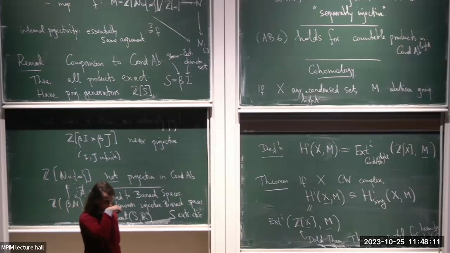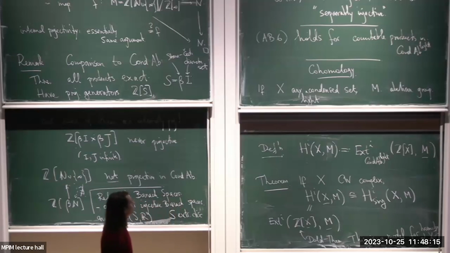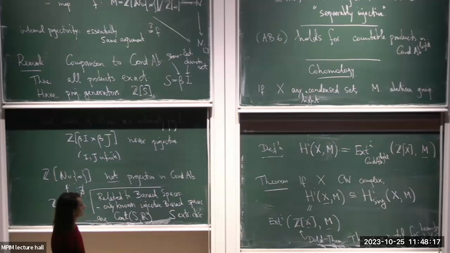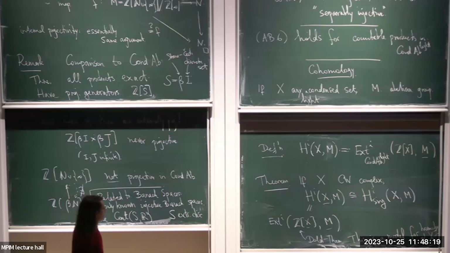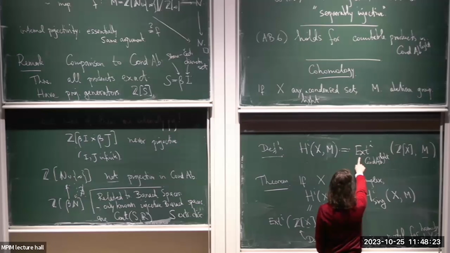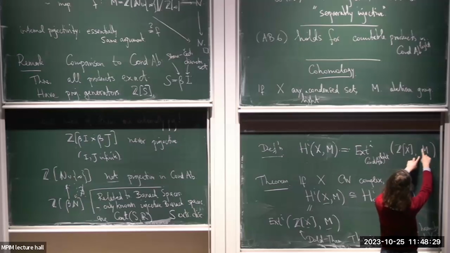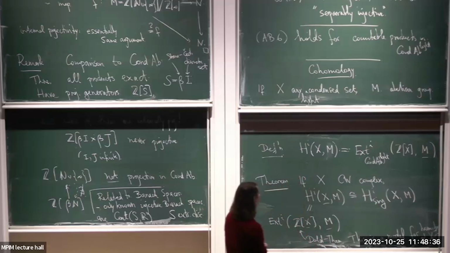Other questions? If you use the internal Ext, you recover the higher direct images. All right, so we can also consider the internal Ext here. In this case, this will just unravel to some adjunctions to also replacing M by the continuous functions from S into M, which is still a discrete abelian group. So it doesn't really know that much more.